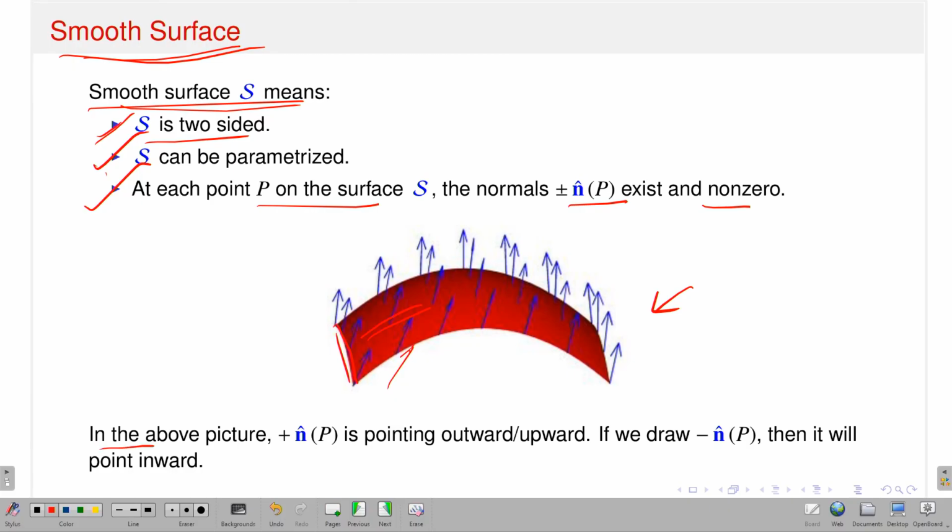So in the above picture, plus n cap of p is pointing outward, as I said positive means outward, and if I draw minus n cap of p then it will point inward. This is another way I can think about smooth surfaces. Our surface is called a smooth surface if it is two-sided. Number two, it can be parameterized, it will have a parametric representation. And at each point of the surface S I will have an outward normal and an inward normal, which I discussed in my last couple of slides. If I have surfaces having these three properties, then I will say these surfaces are smooth surfaces.